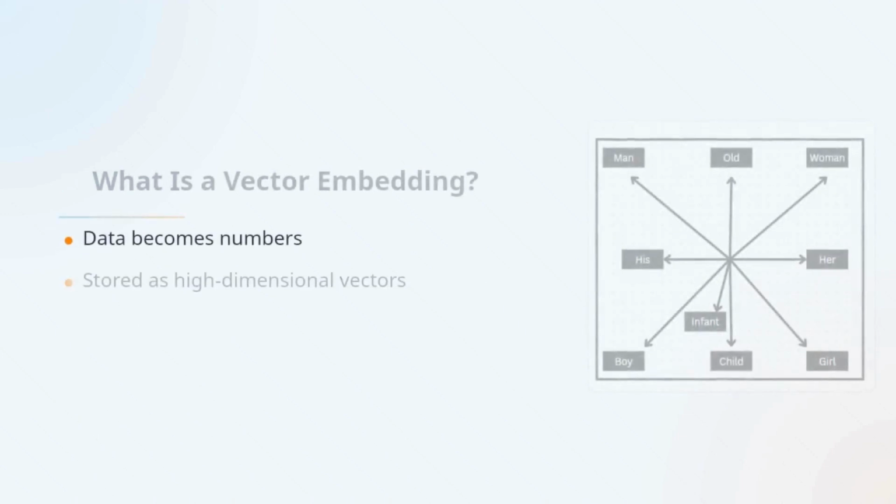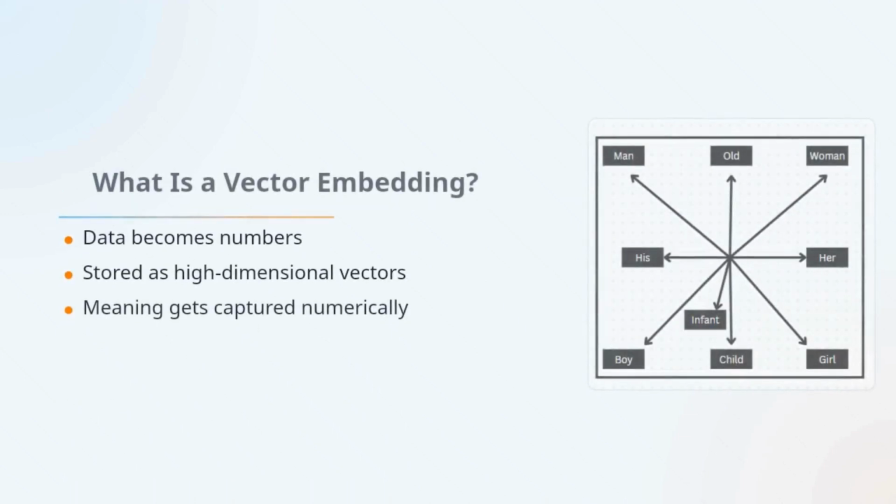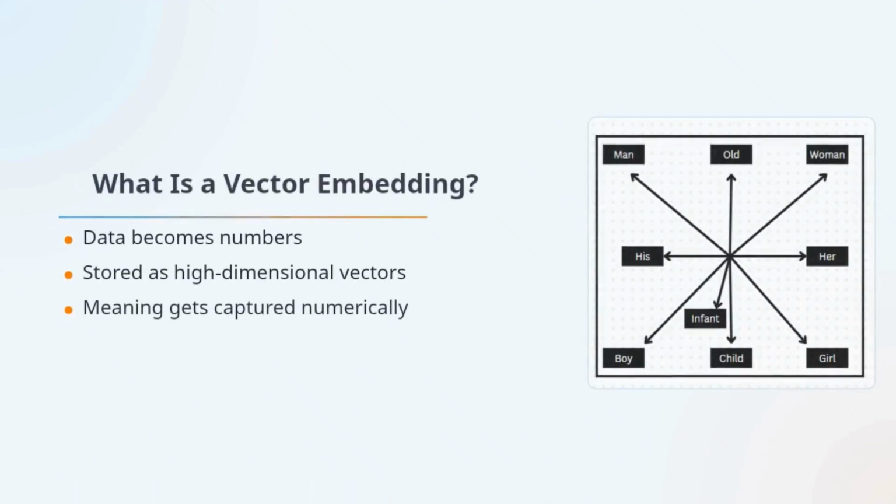A vector embedding is basically a way to convert data like text, images, or audio into numbers. But not just any random numbers. These numbers are arranged as a high-dimensional vector, and that vector tries to capture the semantic meaning of the original data. So instead of storing only words or pixels directly, AI systems work with numerical representations that help them compare meaning, similarity, and relationships more effectively.